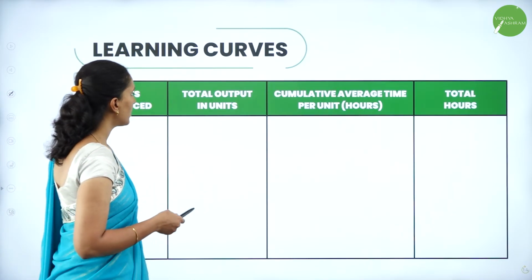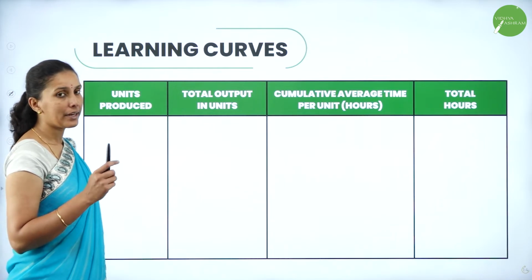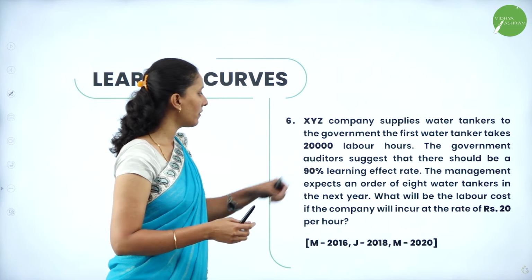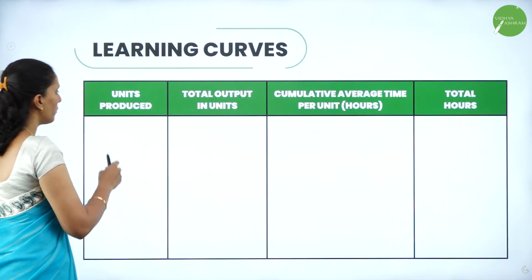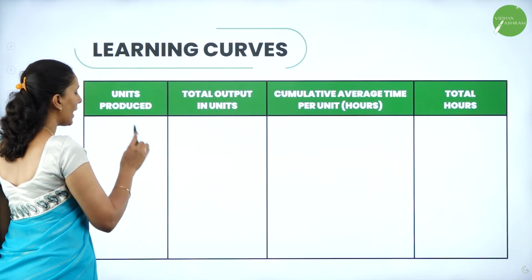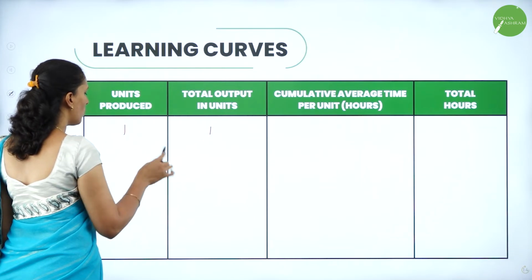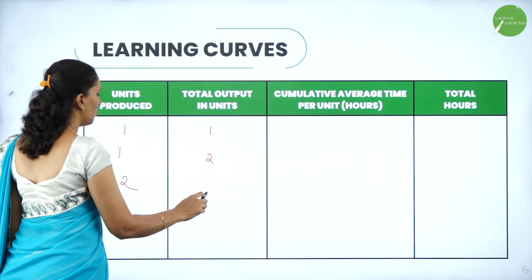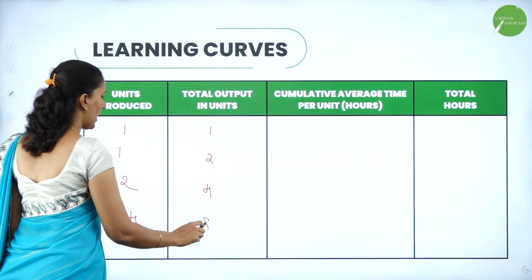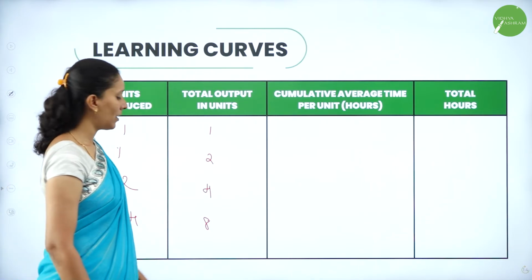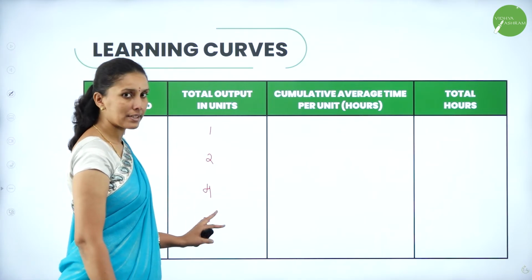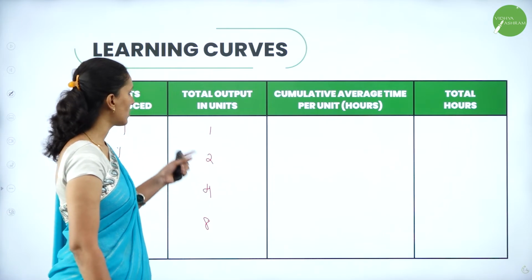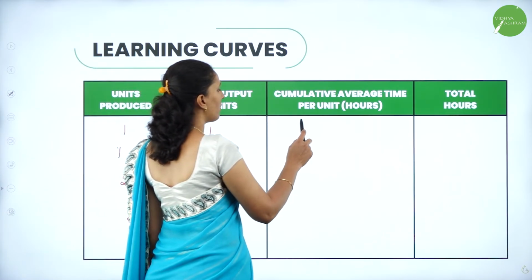So again, here we need to produce 8 water tankers. So here to produce the first water tanker, the labor hours taken is 20,000. So we need to produce total 8 water tankers. So we can just go on writing, doubling the output. So 1, 2, 4, 8. So we can stop our calculation whenever I get 8 as a number because I need to produce 8 water tankers. Now let's write the cumulative average hours.